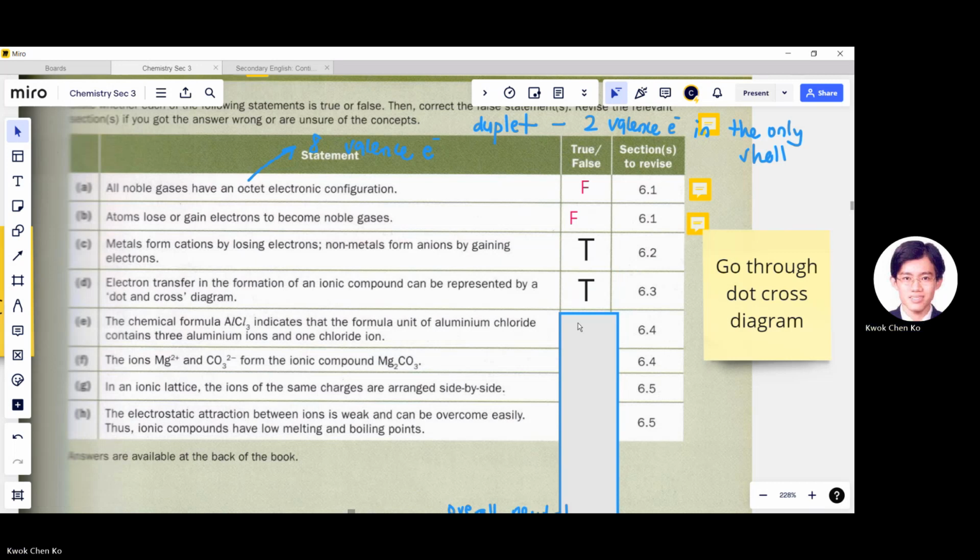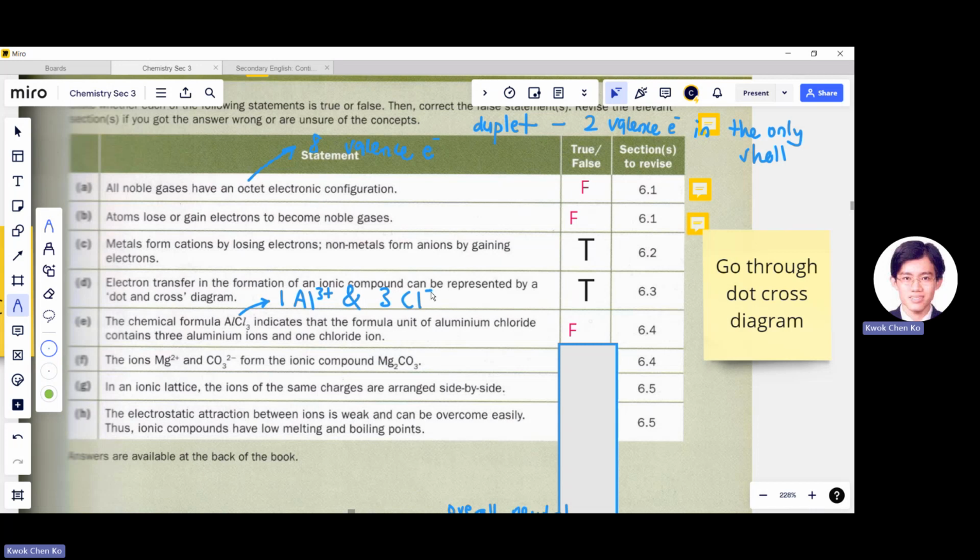E, Dylan. False. Why? AlCl3. Now, I want everybody to be very clear. It already tells you this formula unit has only one aluminum cation and 3 chloride anions. So it's not 3 aluminum and 1 chloride, it's the other way around. 1 aluminum and 3 chloride because of the subscript 3. Okay.